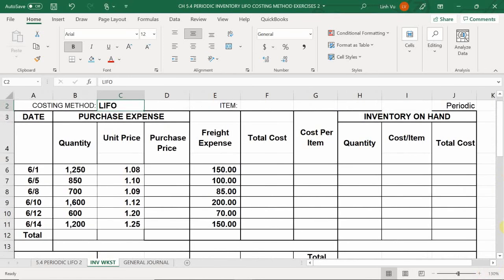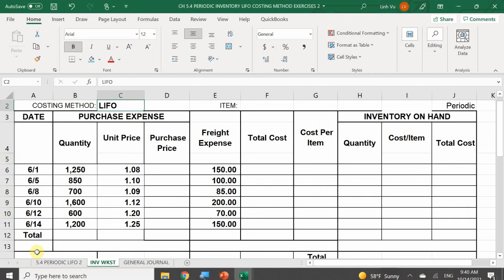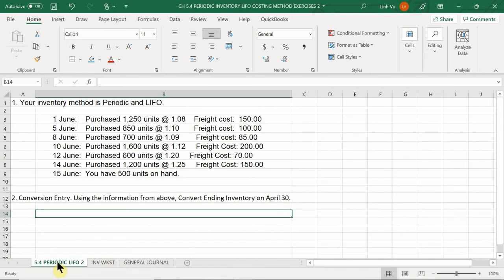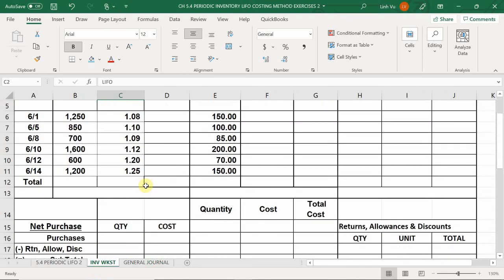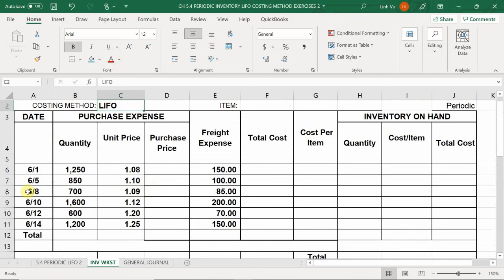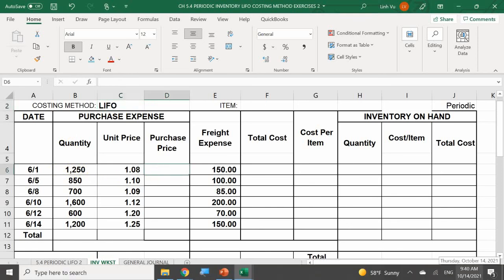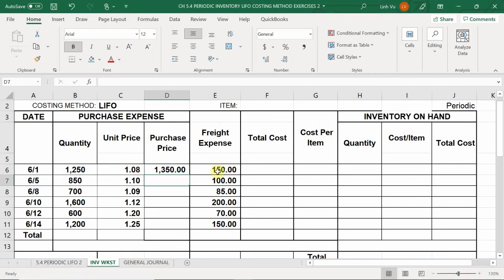Again, we're only looking at one example. If you do want to practice this on your own, you have this scenario right here, and you could practice the journal entries on your own as well. We have June 1st. We purchased a total of 12,500 units at $1.08 each. So what is my total purchases? $13.50. Good.